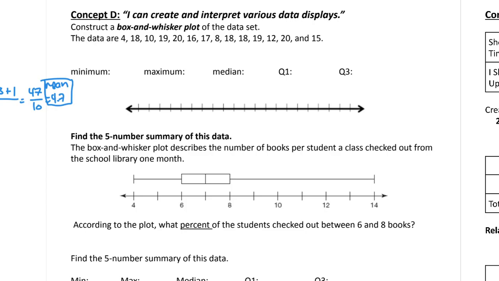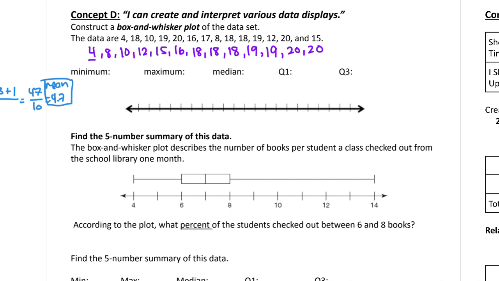All right, moving on to concept D. So concept D is I can create and interpret various data displays. So number 1 says construct a box and whisker plot of the data set. So to determine the 5-number summary, which is the minimum, maximum, median, Q1, and Q3, we first need to put our data in order. So I'm going to put it in order. Okay, now we should be able to identify these things.